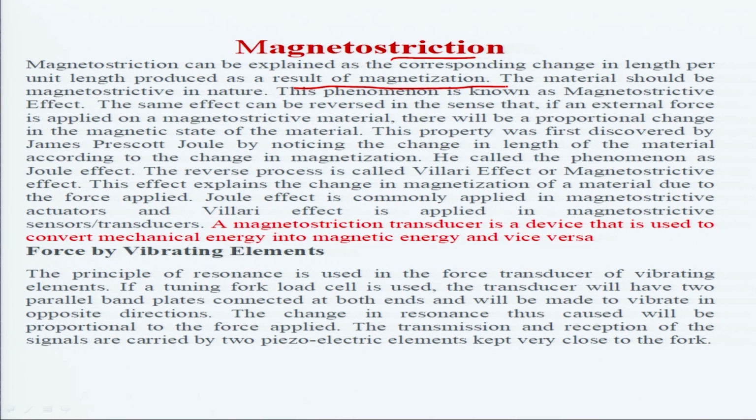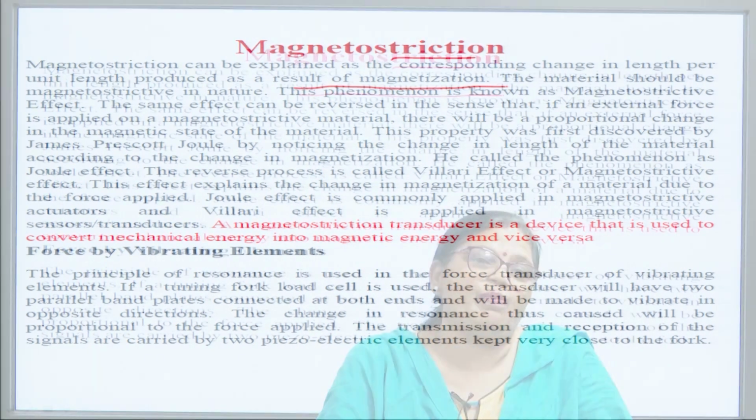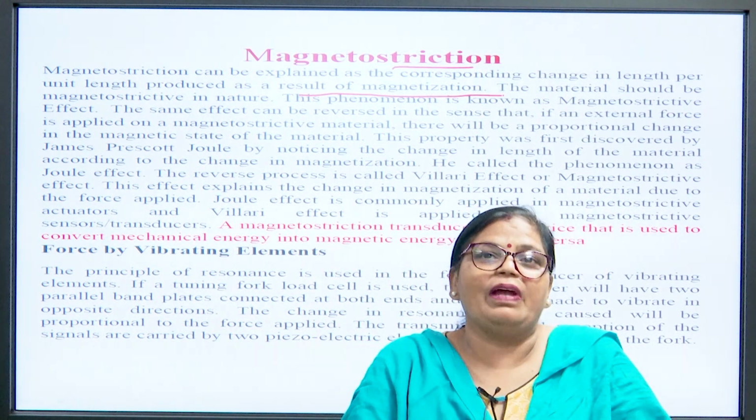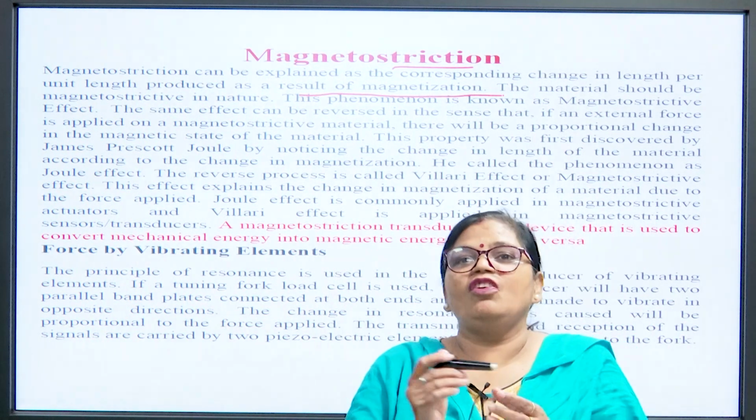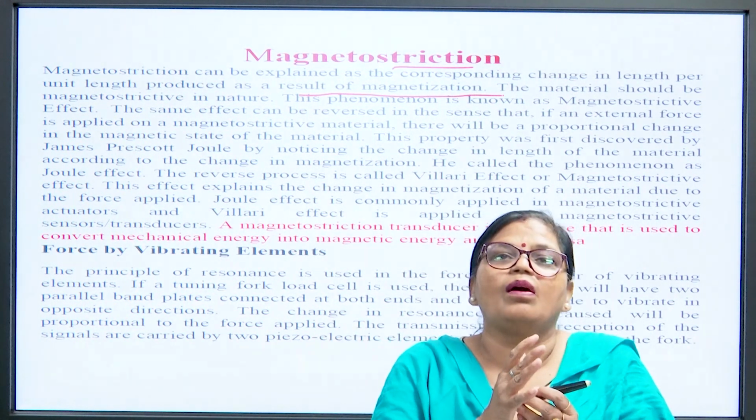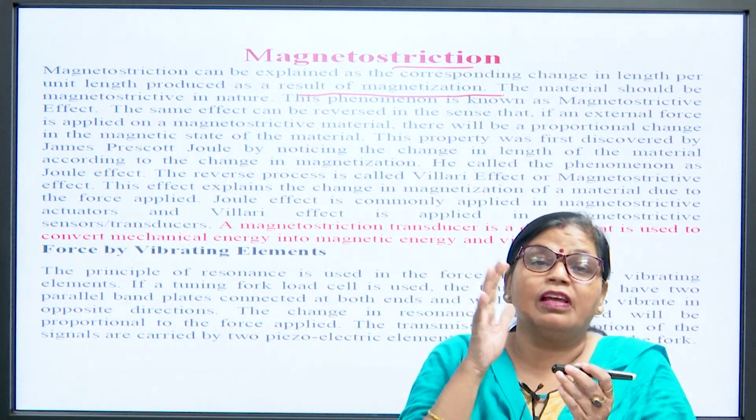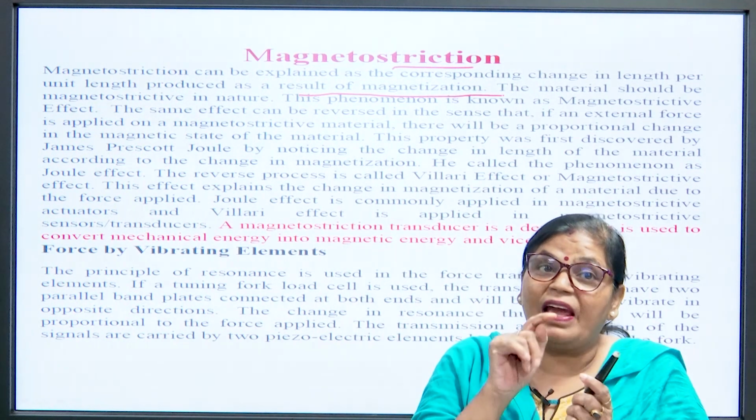I am considering the reverse process here. This is known as the Villari effect or magnetostrictive effect. What is the Villari effect? This effect explains the change in magnetization of a material due to the force applied. In the Joule effect we produce a current or some power, then we change the magnetism. Here we apply the force.